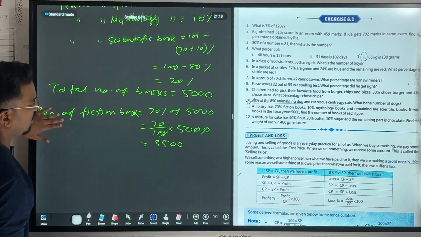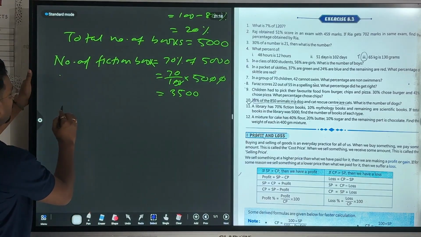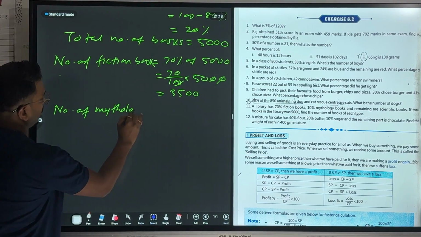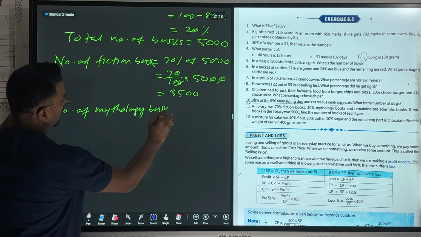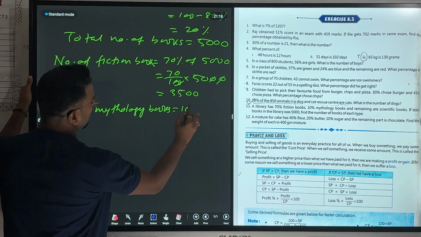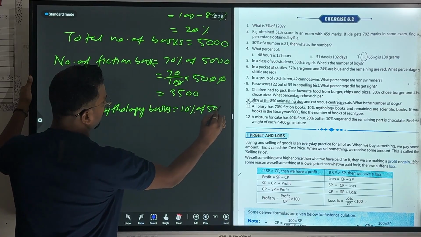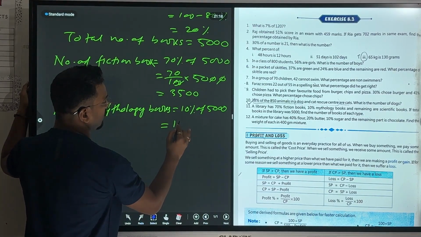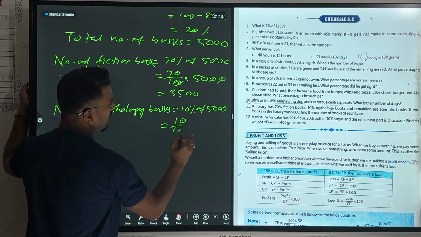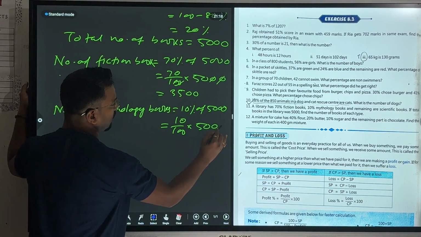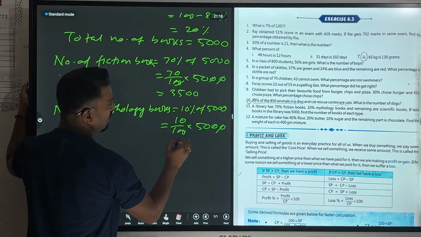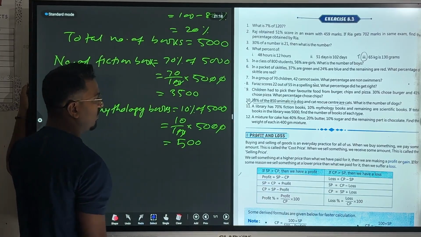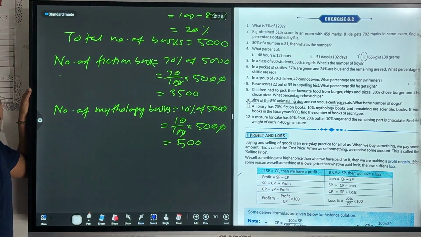Now let me find the number of mythology book. Number of mythology books is how much? 10% of 5000. So it will become 10 by 100 into 5000. 2 0 will get cancelled. So 50 into 10, it will become 500. 500 books are mythology book.